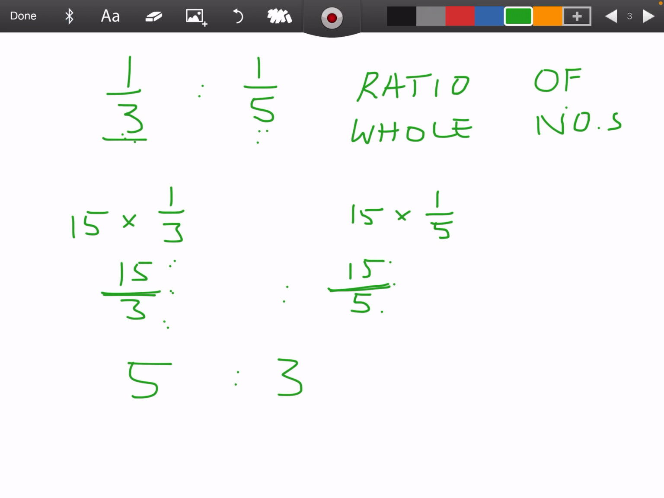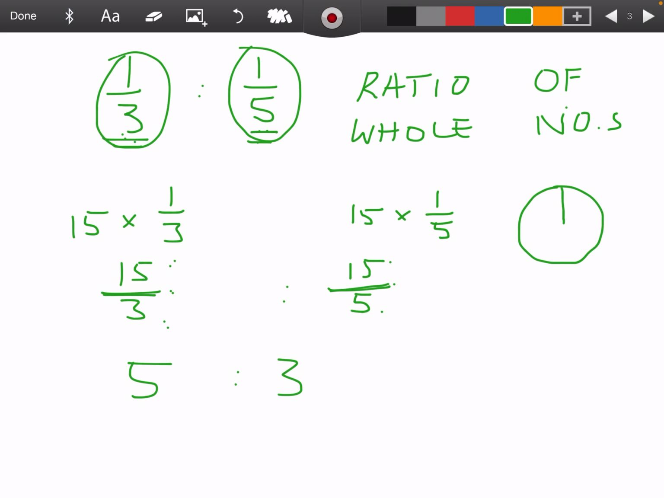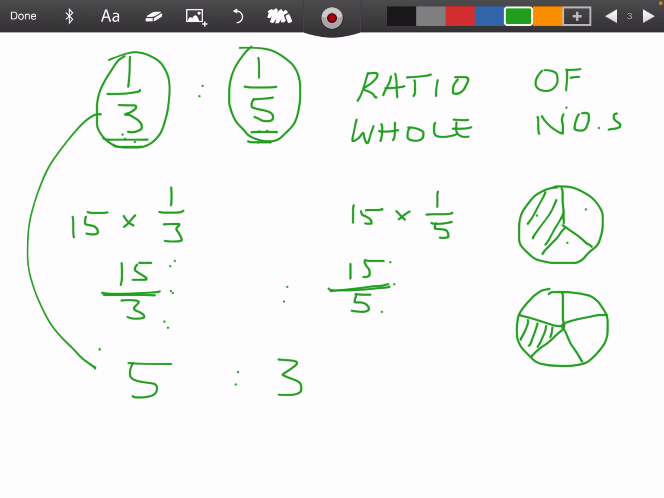Now, have a look. We've got 1/3 and 1/5. A third is bigger than a fifth, as I hope we know. If you think, if I've got a circle, I split that into 3 parts, a third, I know it's not perfect, but a third is much bigger than a fifth. You can imagine if that's split up 1, 2, 3, 4, 5, a third is much bigger than a fifth. So you would expect this number in the ratio to be bigger than this one, and it is. So just something to keep in mind as well.